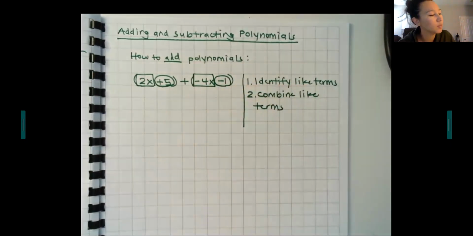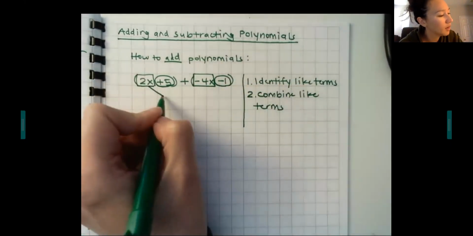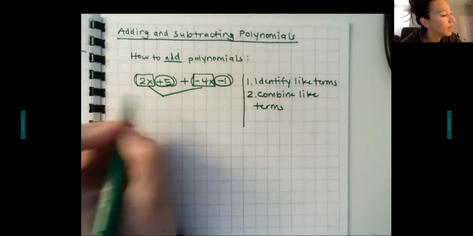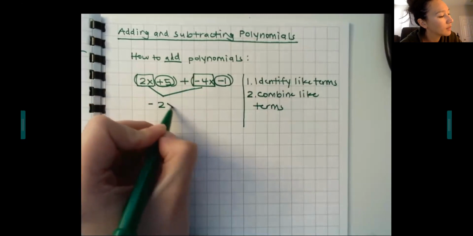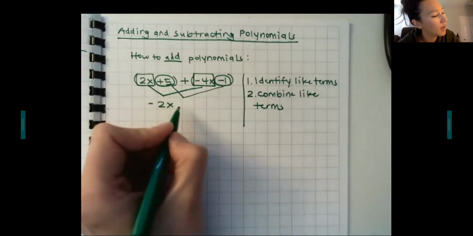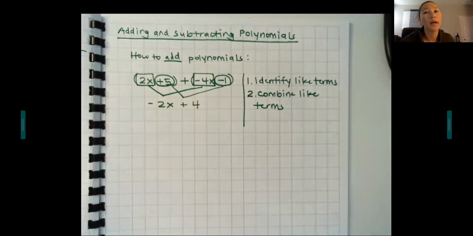So when you're adding, it's pretty much exactly what we were just doing on the combining like terms assignment. So 2x and negative 4x gives us negative 2x. And then 5 and negative 1 is positive 4. So adding is pretty simple, pretty much what we were doing.